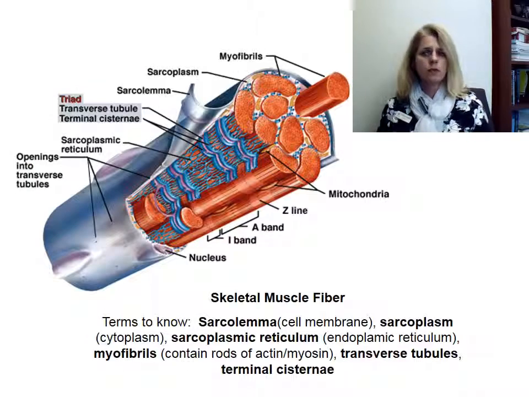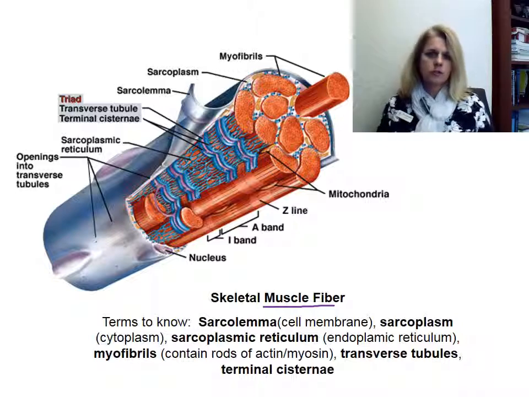So, some terms you can look up in your book. You'll need to be able to define these terms because I'm going to use them in your test questions, and plus I want you to know what they are. The terms to know when you talk about a skeletal muscle fiber, remember a skeletal muscle fiber is a skeletal muscle cell. And so we want to look at all the particular smaller parts of a muscle cell.